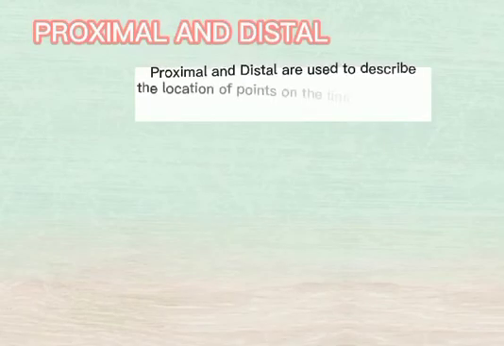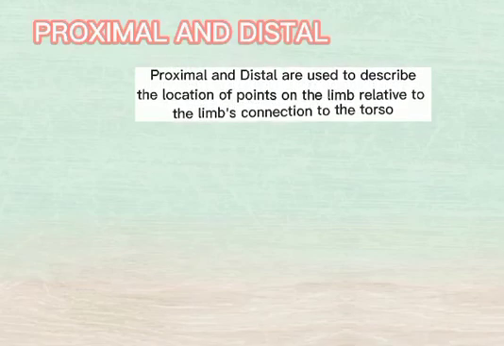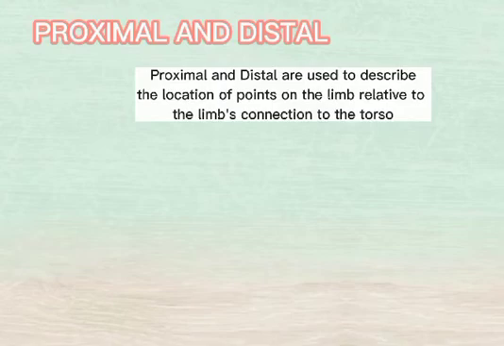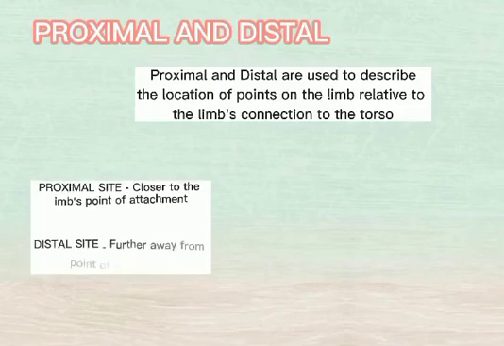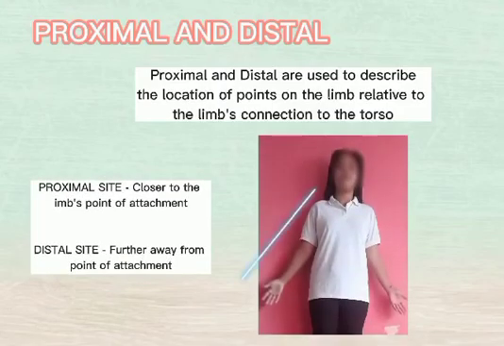Proximal and distal. Proximal and distal are used to describe the location of points on a limb relative to the limb's connection to the torso. Proximal is a site closer to the limb's point of attachment. Distal is a site further away from the point of attachment.